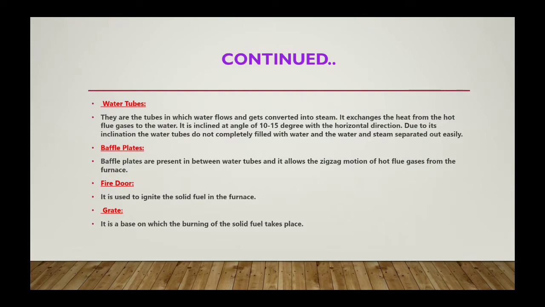Baffle plates are present in between the water tubes, and they allow the zigzag motion of the hot flue gas from the furnace, as I have already told. Now the fire door: it is used to ignite the solid fuel in the furnace. It is used to supply the solid fuel in the furnace. Grate: it is a base on which the burning of the solid fuel takes place. So in the grate, the ignition or fuel burning process is done.